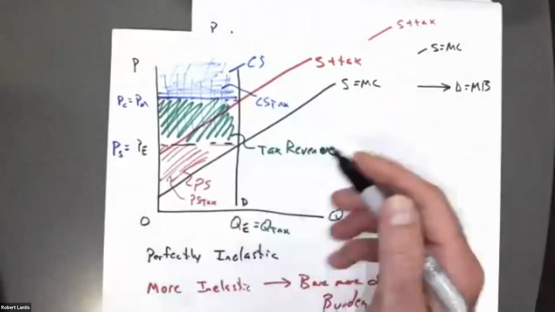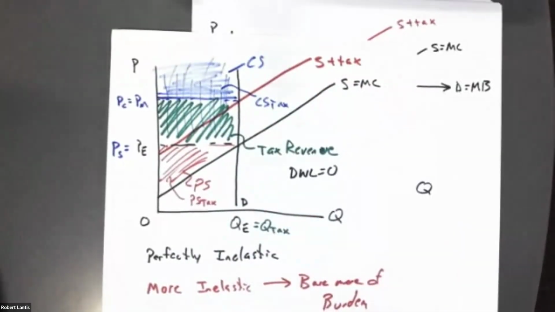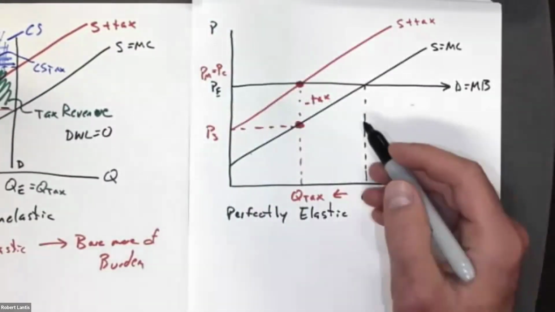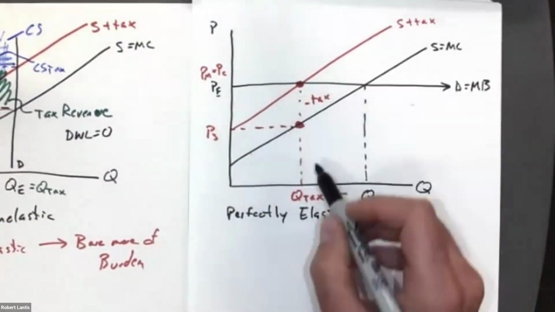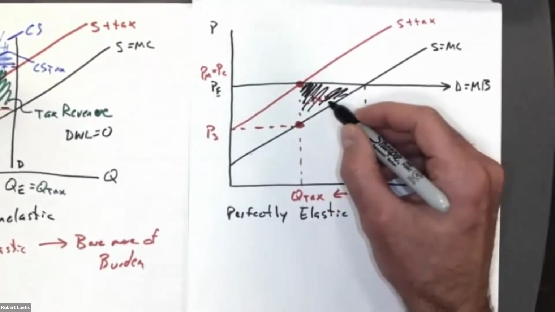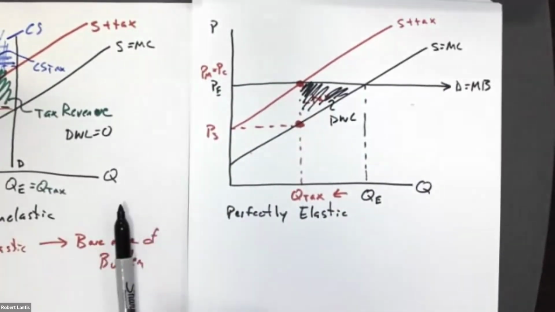Total surplus is still the same. So when you have perfectly inelastic demand, deadweight loss is 0. If you have instead perfectly elastic demand, well, now we're missing out on all of this surplus that we would have had before. What's consumer surplus?